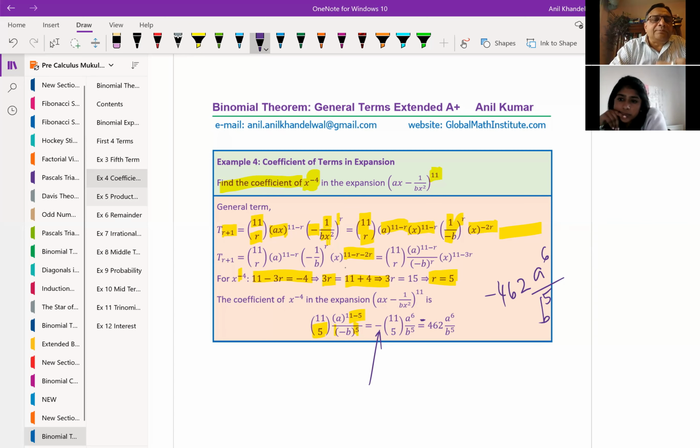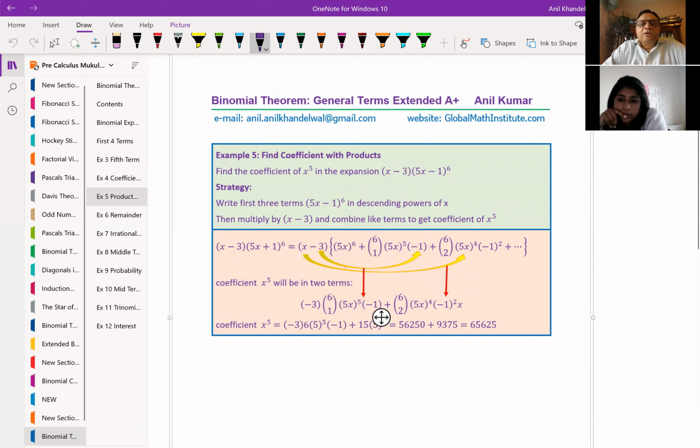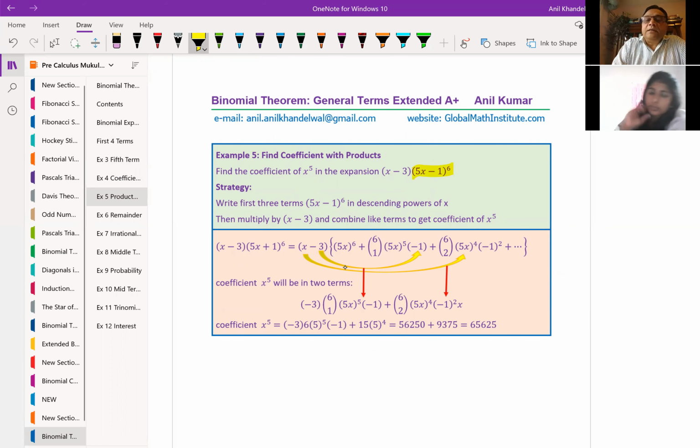Now let's take example number 5, which is find coefficient with products. So this time, just slightly different question. We will be expanding 5x minus 1 to the power of 6 and then multiplying by x minus 3 to solve this particular question. So Amy, can you please read the question?